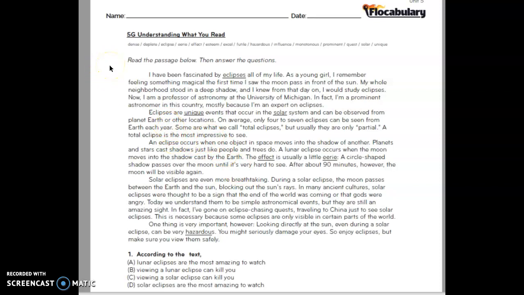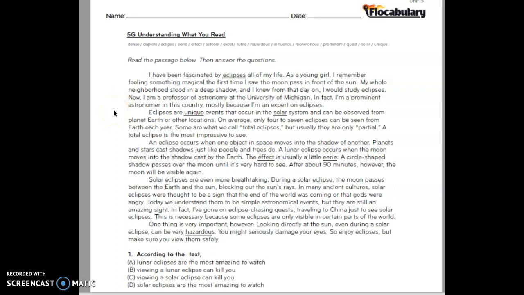I have been fascinated by eclipses all of my life. As a young girl, I remember feeling something magical the first time I saw the moon pass in front of the sun. My whole neighborhood stood in a deep shadow, and I knew that from that day on, I would study eclipses. Now I'm a professor of astronomy at the University of Michigan. In fact, I'm a prominent astronomer in this country, mostly because I'm an expert on eclipses.